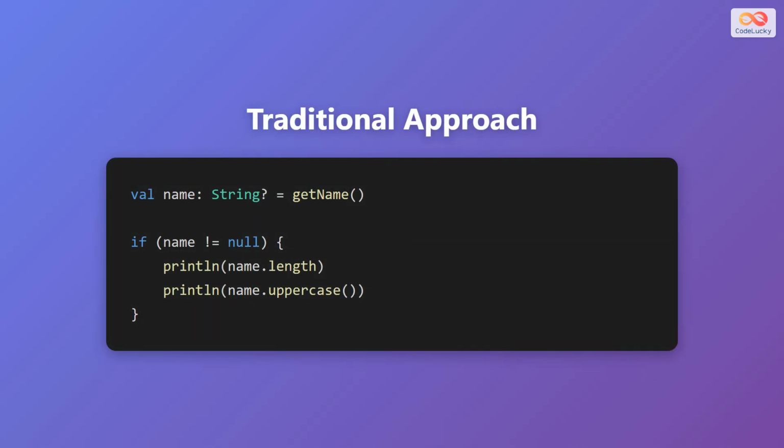Traditionally, we handle nullable values using if statements. Here, we declare a nullable string variable called name by calling the getName function. Then we check if name is not equal to null using an if statement. Only when name is not null, we can safely access its properties like length and call methods like uppercase. This works, but it requires explicit null checking and adds extra lines of code.